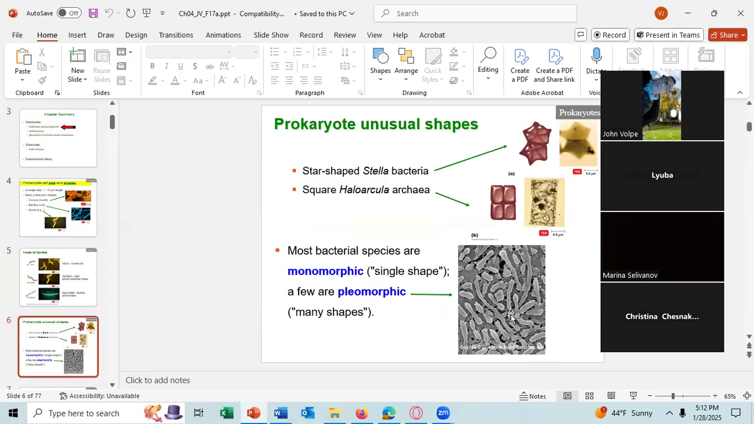There are some unusual prokaryote shapes, like the star-shaped Stella bacteria, and this is actually an actual electron microscopic image of the Stella bacteria. There's the artist's rendition. And then the square or the rectangular Haloarcula, which is an archaebacteria, and then the artist's rendition. Unusual shapes. Most bacterial species are monomorphic, meaning they have one shape, like the Stella.